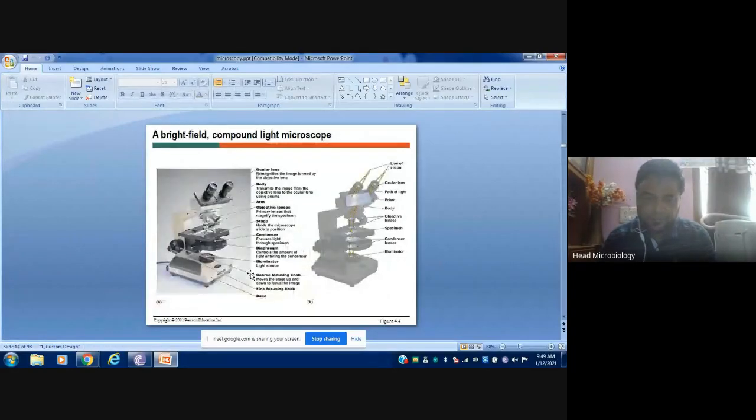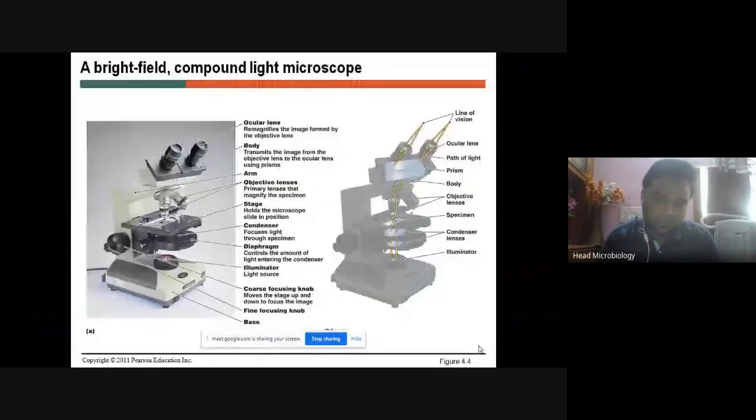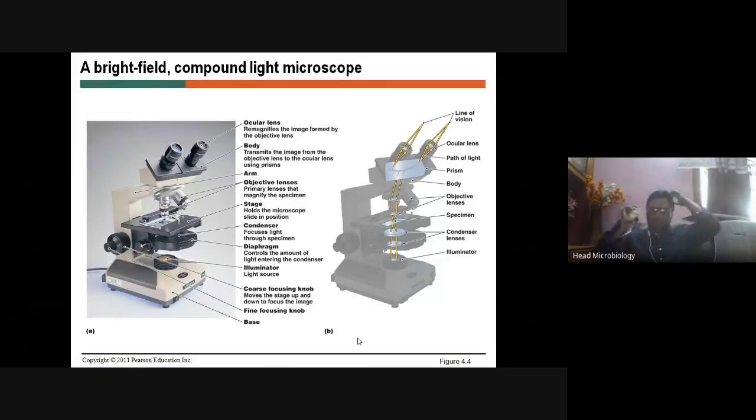Okay, so we'll see the components of the microscope. Either it is monocular or binocular, the components are the same. First, you have the ocular lenses. These ocular lenses can be adjusted, and the lenses are arranged here. Generally 5x, 10x, and 20x ocular lenses are available. Mostly all labs are equipped with 10x ocular lenses. 10x means it does a magnification of 10 times.